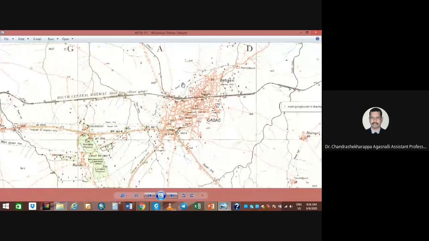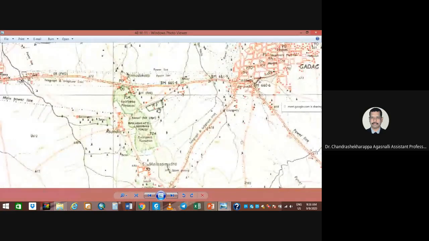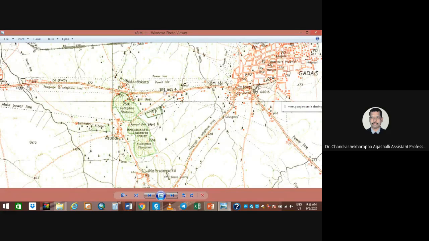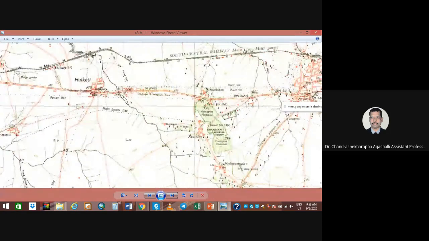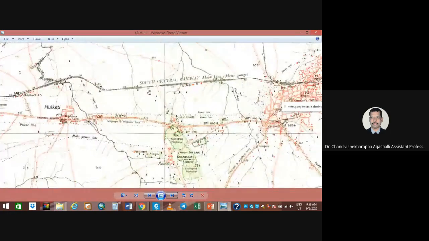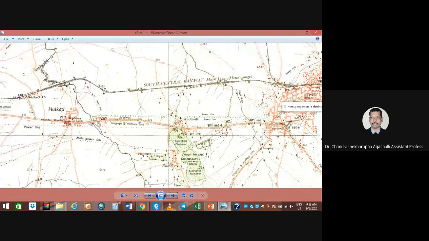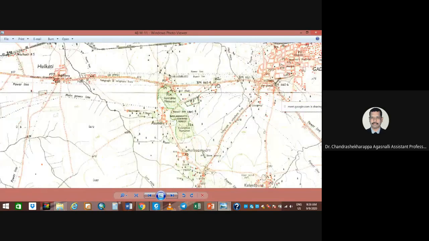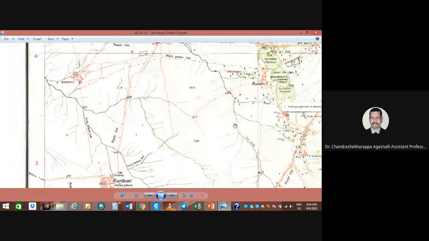Yes, okay, sir. This is Gadag city, for which we have the survey. And here you can see RF. RF means this is a reserved forest area. And here is the benchmark. You can see this 665.4. BM means benchmark. And here is the small town called Hulkoti, and here is the South Central Railway. They surveyed and mapped it, and these are all the small streams. Can you see this?